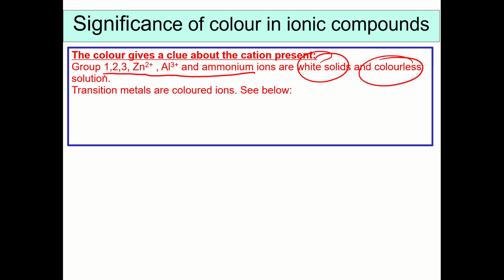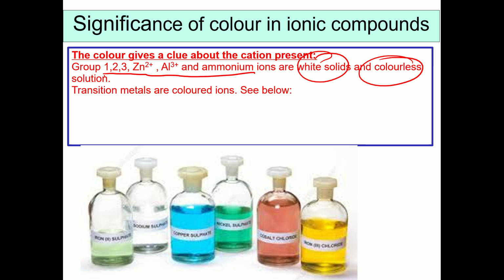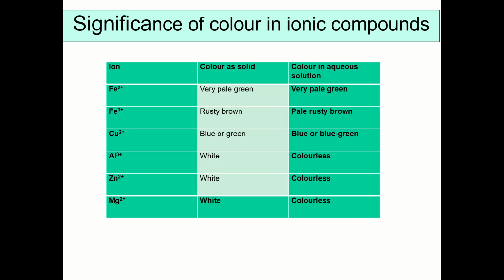Transition metal ions are of course coloured, and that rules out all of the transition metals if it's a white solid or colourless solution. If it has colour, well, it could be one of the transition metals. You can see here iron 2, very pale green, copper 2, blue, nickel is a normal green colour, cobalt here is that sort of pinkish colour, and we have iron 3, which is a yellow colour. And you can see here my group 1, which is my sodium salt, was a colourless solution. So those are all the colours of the various different transition metals and some of the non-transition metals that you have to know as well.